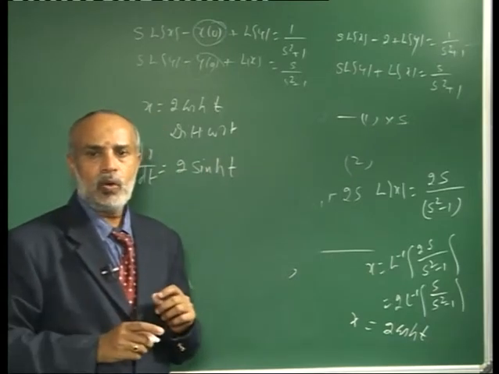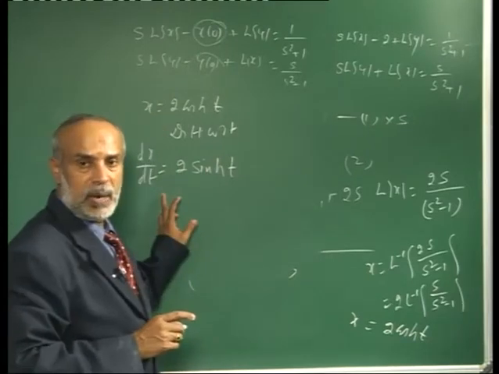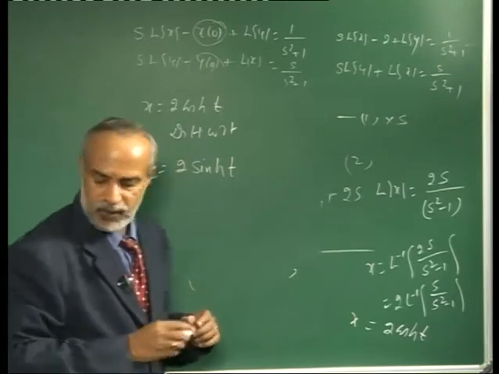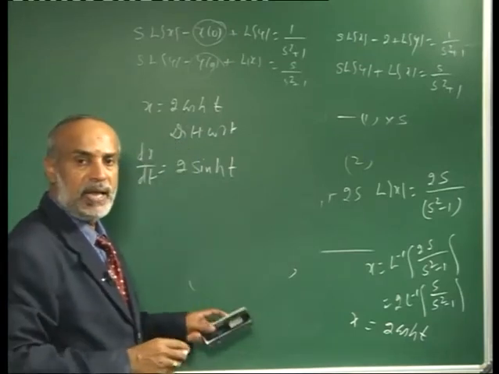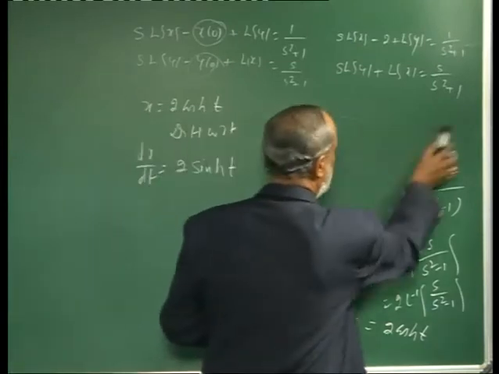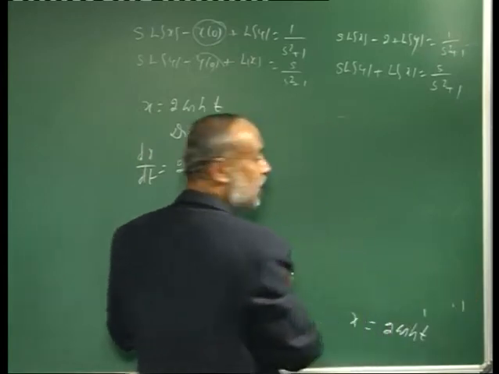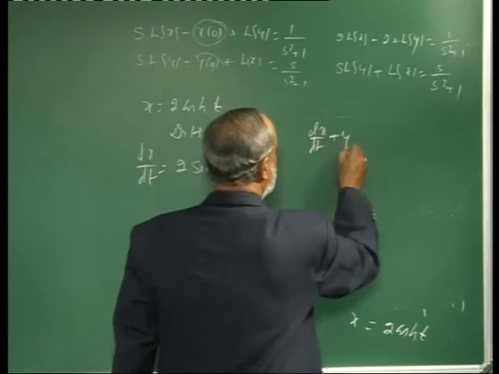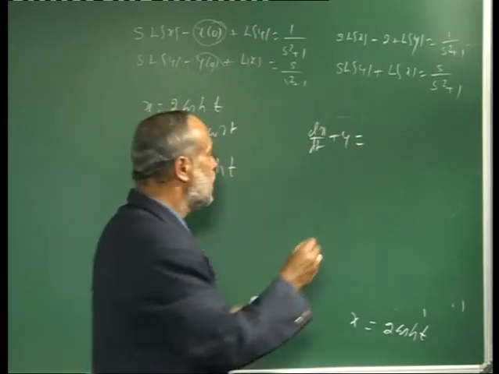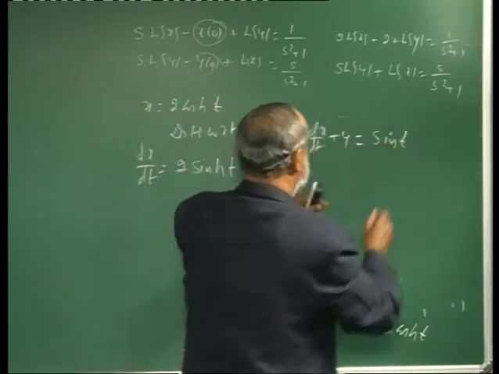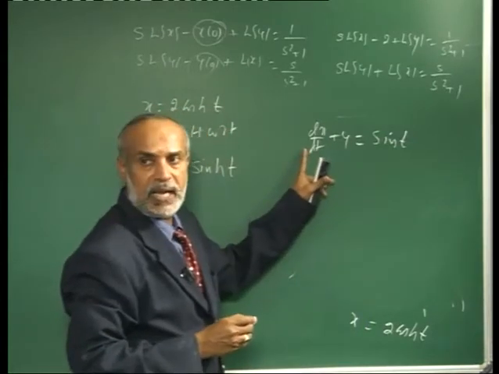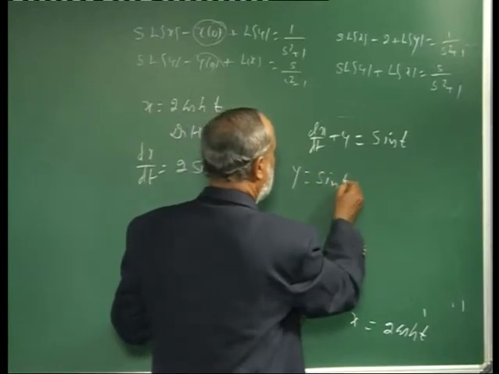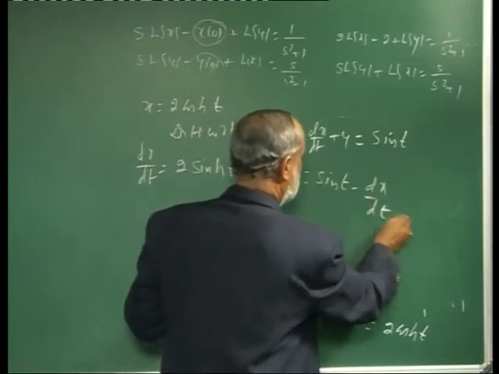Now use dx by dt to find out y. Then you can use the first equation. What is the first equation given in the problem? dx by dt plus y is equal to sin t. Now you have to find the y value. dx by dt can be transferred to the RHS, then y is equal to sin t minus dx by dt.